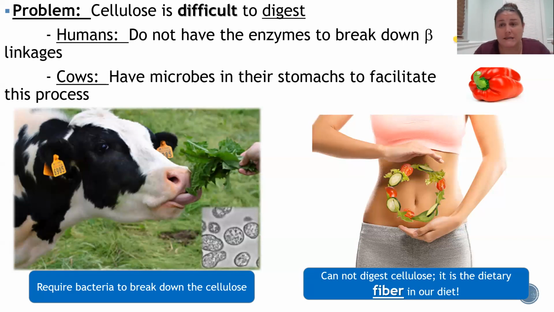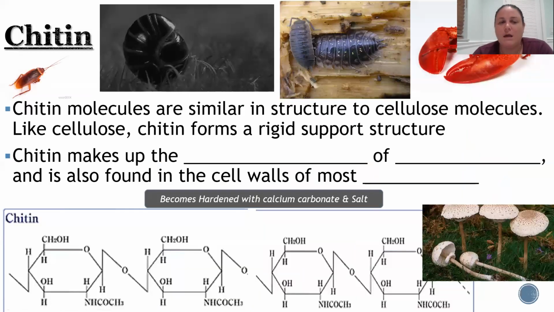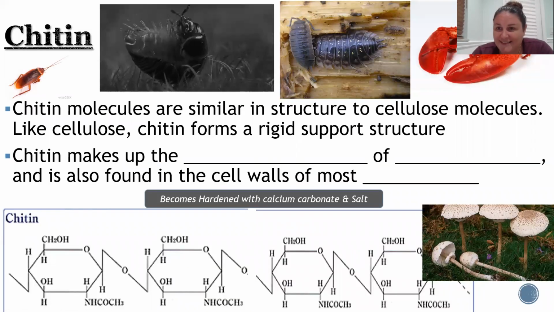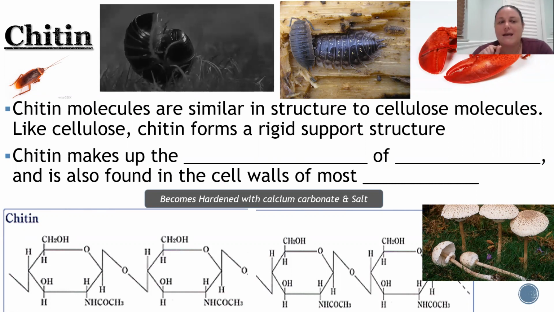Now, why can, say, an organism like a cow eat all the grass they want? Part of that is they have multiple stomachs, and they have special microbes in their stomach to help facilitate breaking down that cellulose. They actually have bacteria to help them break down that cellulose. Interesting, right? Now, the last polysaccharide, this is the last one, I promise, is chitin.